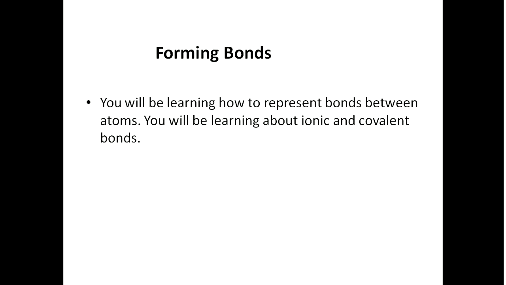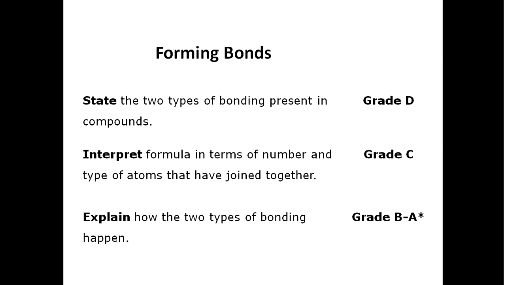Today you'll be learning how to represent bonds between atoms. You will also be learning about ionic and covalent bonds. You need to be able to state the two types of bonding present in compounds, interpret formula in terms of number and types of atoms that have joined together, and explain how the two types of bonding happen.